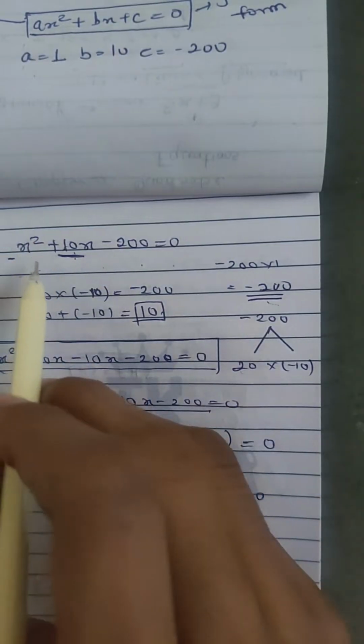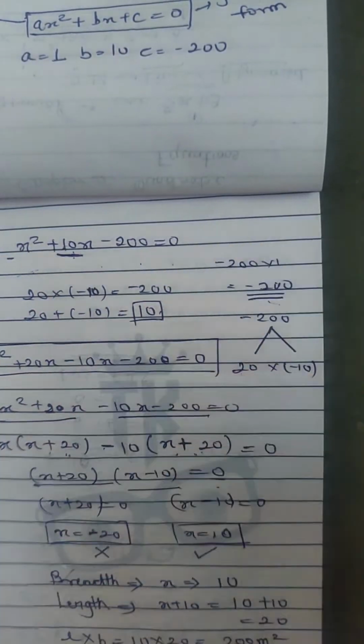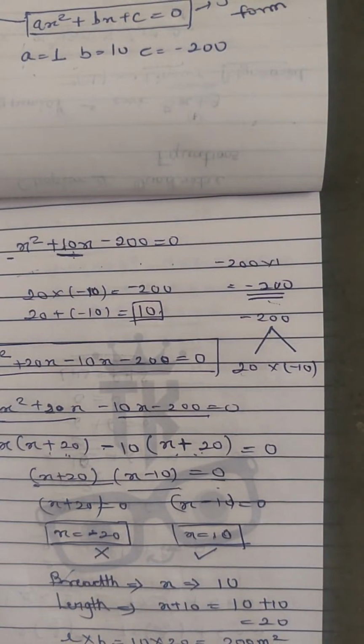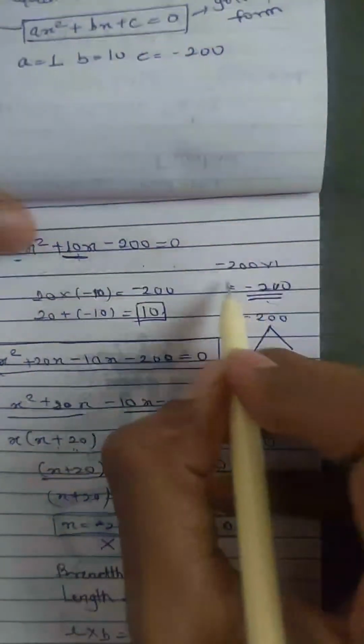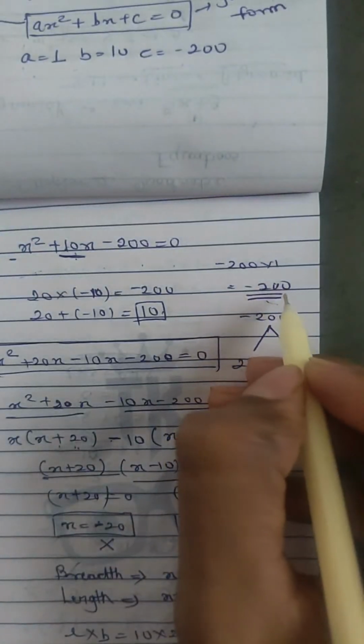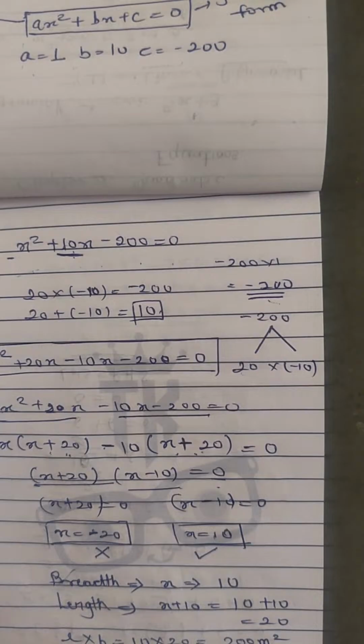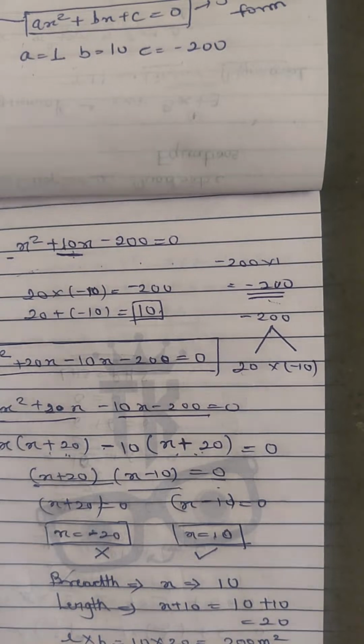So we have to firstly compare this equation with the general form, that is ax square plus bx plus c, and after comparing we get the values of a, b, c here. Now we have to multiply a into c, that is 1 into minus 200, which is equal to minus 200. Now we have to split minus 200 in such a way that the product is minus 200 and the sum of those two numbers is plus 10.